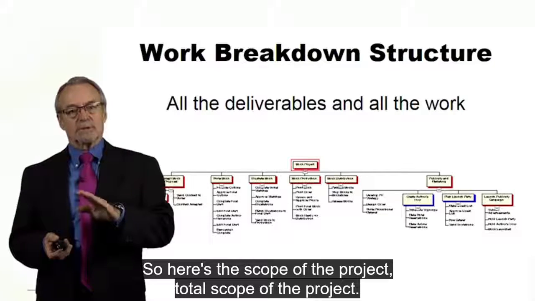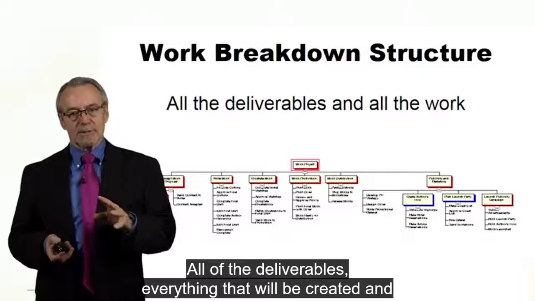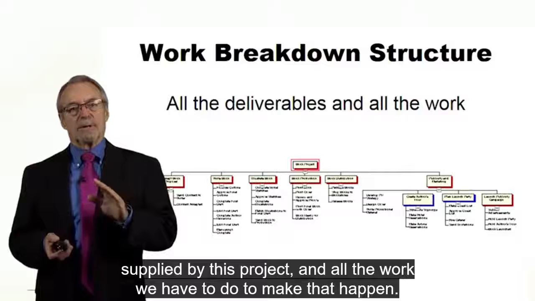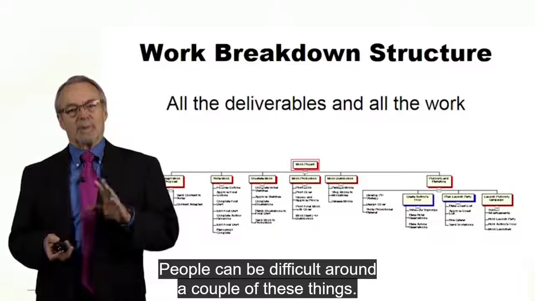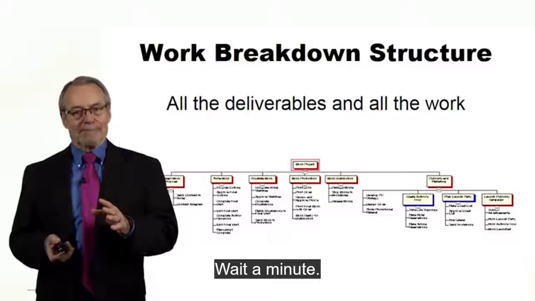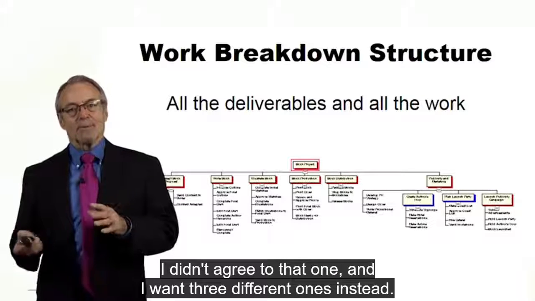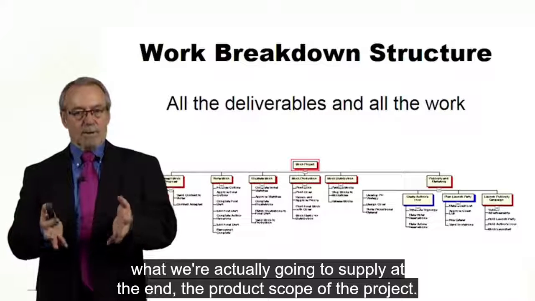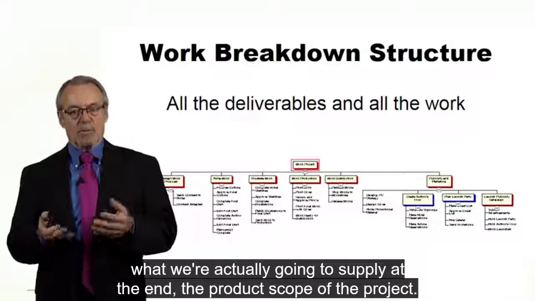So here's the total scope of the project: all of the deliverables, everything that will be created and supplied by this project, and all of the work we have to do to make that happen. People can be difficult around a couple of these things. They can be difficult about the deliverables. "Wait a minute, I didn't agree to that one and I want 3 different ones instead." They want to change the scope of what we're actually going to supply at the end, the product scope of the project.